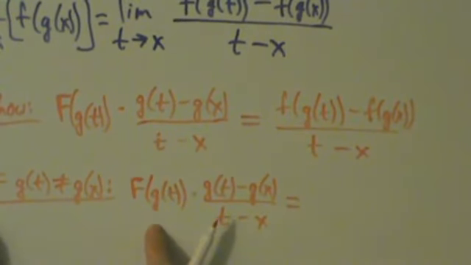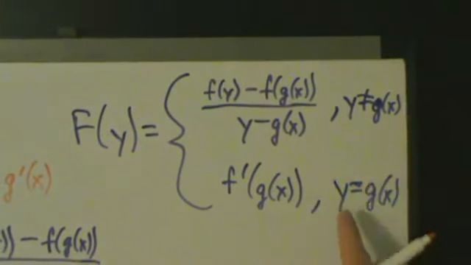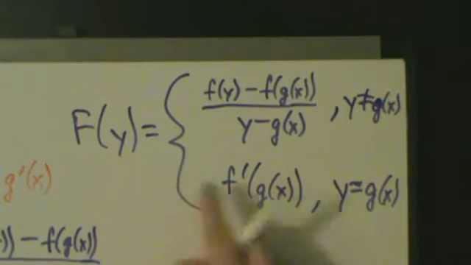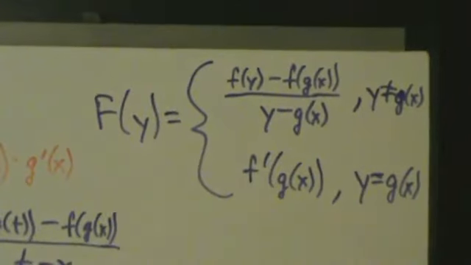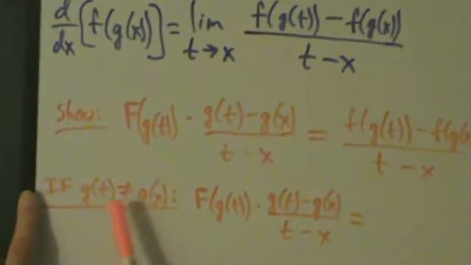Well, big F of g of t, so big F is a piecewise function, right? So let's come up here. Which piece are we on? We're on the first piece because we're assuming that our input, which in this case is g of t, is not equal to g of x. Therefore, we're on this first piece. So the function big F is defined in terms of y, but now we're going to plug in little g of t instead of just y.